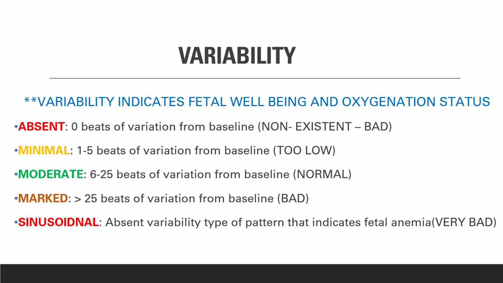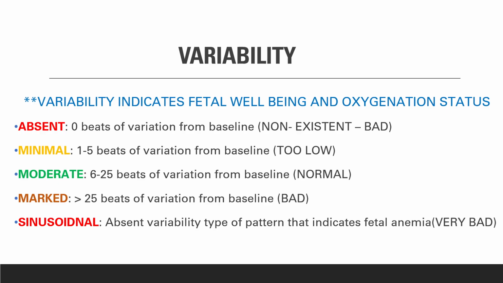This means that there's some compromise or insult to that fetus in utero. There are some oxygenation issues going on. Something's happening to this baby where there's no beat-to-beat variation. If you think about adults when they have asystole, there's no heart rate. For babies, it's a little bit different. They're not quite there yet. However, they do have 0 beats in their variability, which means it's absent.